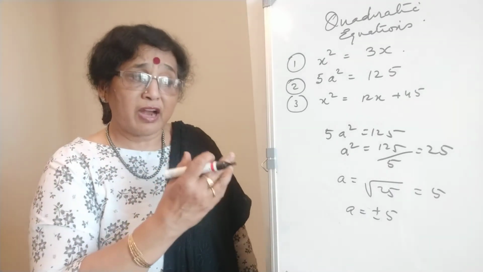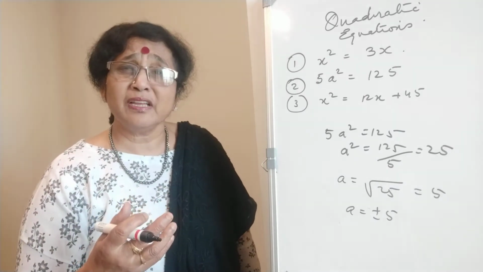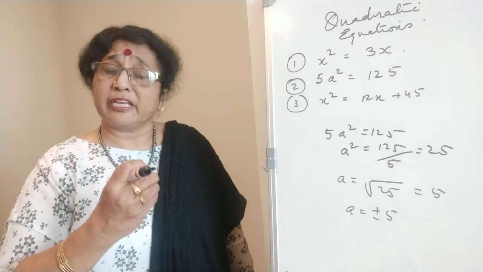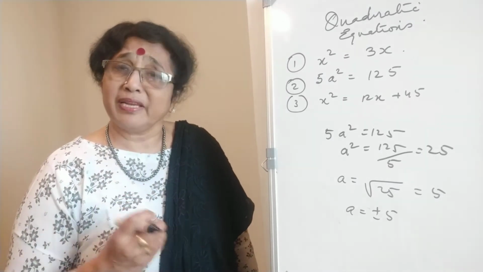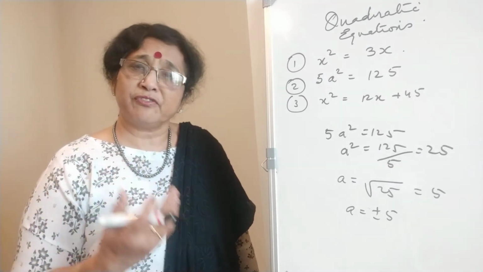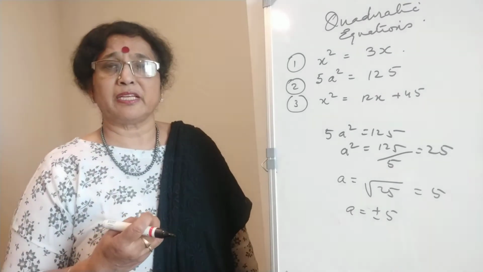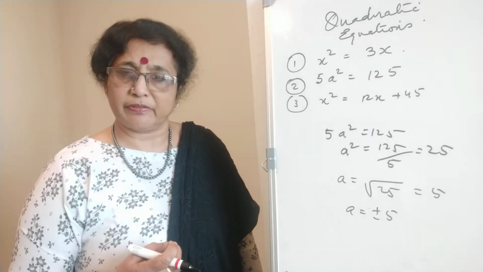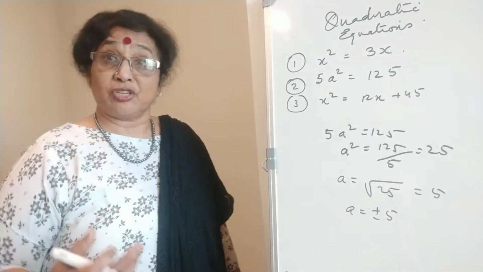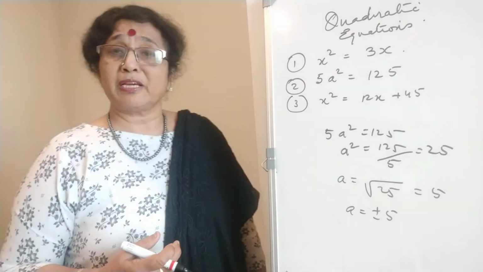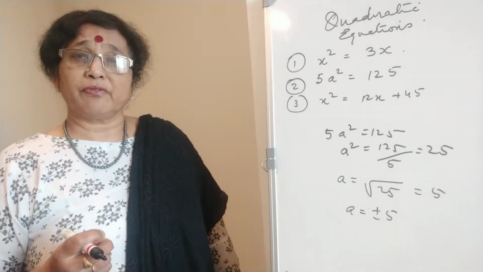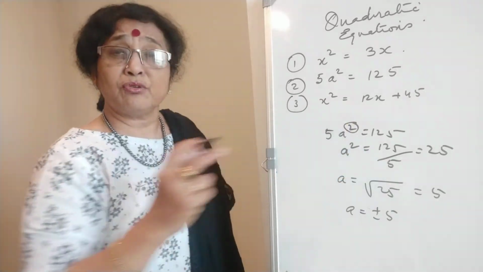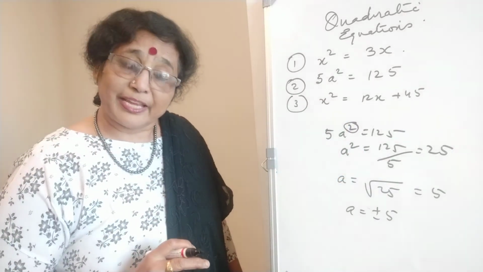Only if it is regarding, say, the age of a person, you write plus minus 5, but you will say it cannot be minus 5 because age cannot be negative. Okay, if it's a height of a person, then you neglect minus 5 and you write answer as 5. But you have to mention plus minus 5. If it is integers, then your answer will be plus minus 5. Your teacher will mark it wrong if you just write 5. I told you quadratic equation degree is 2, so there will be two values of a.